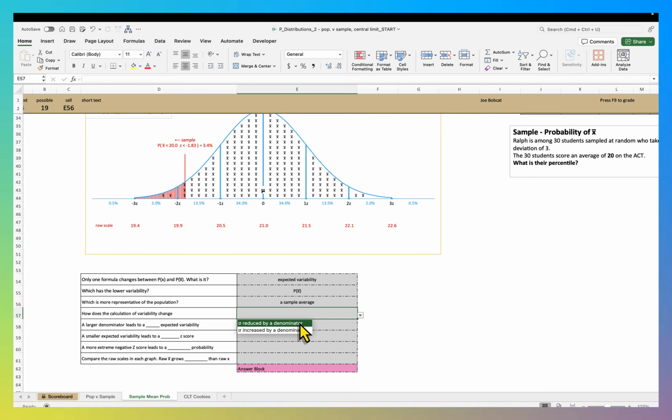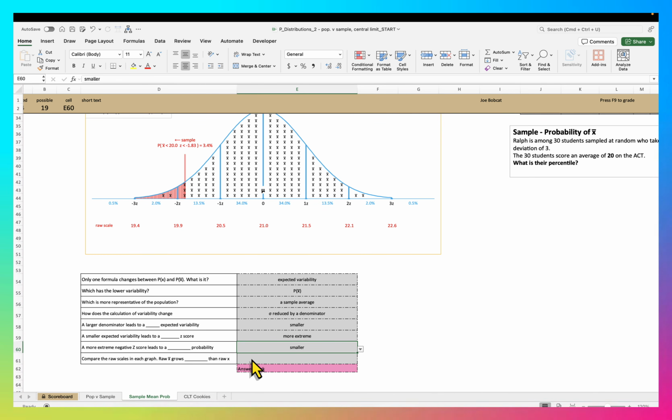Sigma is reduced by a denominator. We divide it by the square root of n. A larger denominator leads to a smaller expected variability. A smaller expected variability leads to a more extreme z-score, and a more extreme z-score leads to a smaller probability.